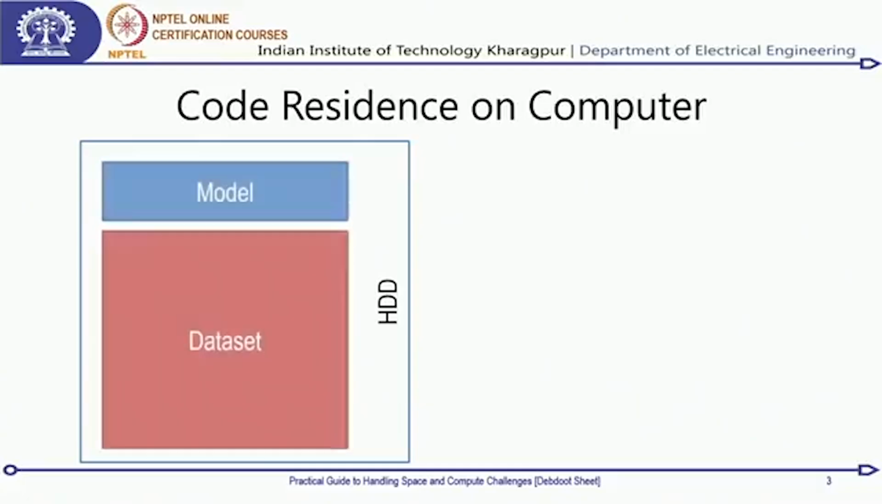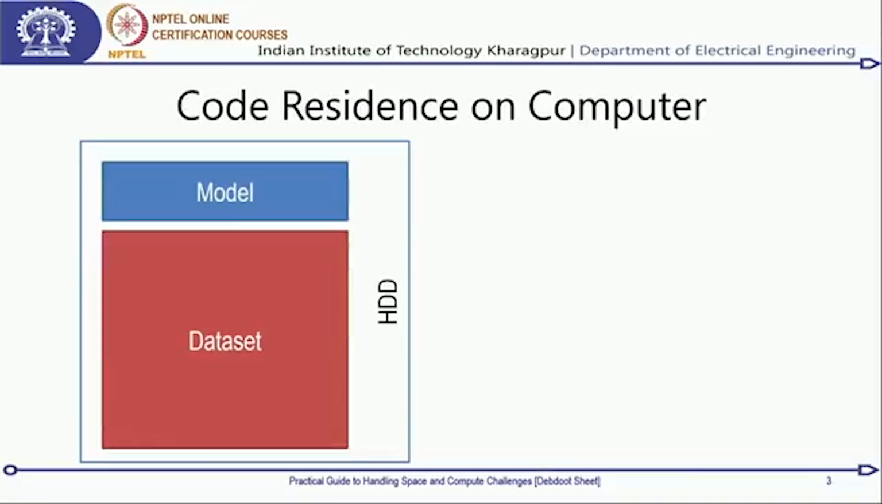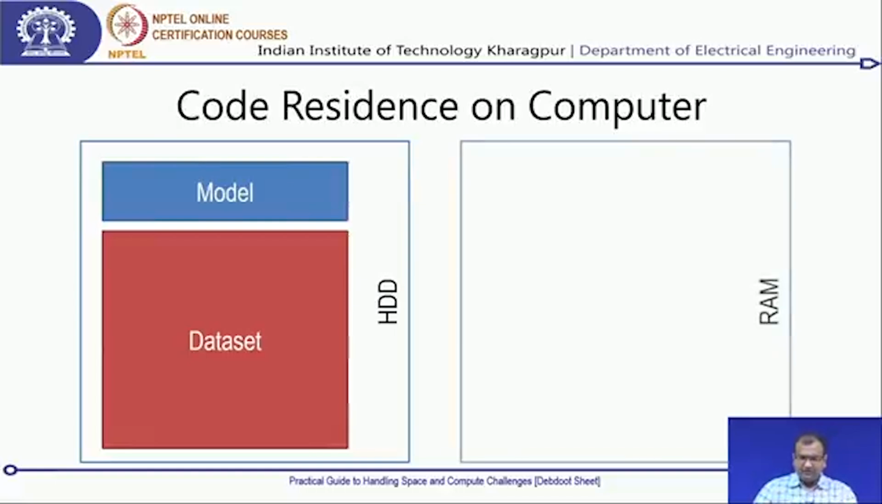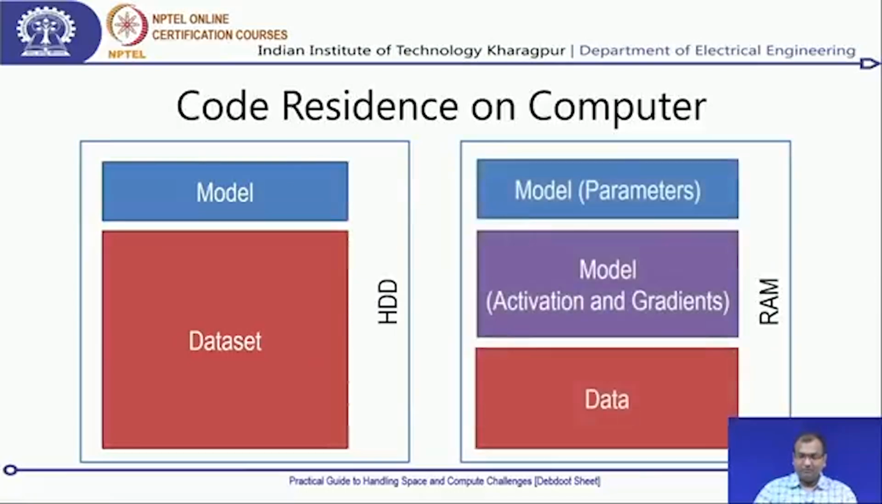So, this is the part of the code and the data which actually resides on your hard drive. Now, what for us would be that I have my model and I have my data set which together reside on my hard drive. Now, when I need to work on my RAM, I will have my model which consists of my parameters. Then I will have my model which will consist of my activations and gradients.